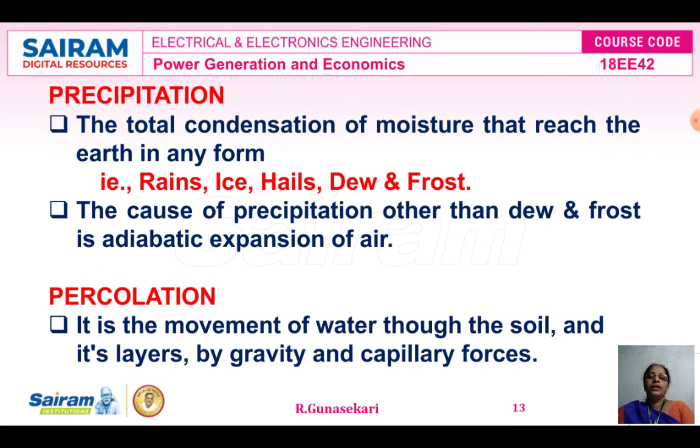Okay, then what is the definition of precipitation and percolation? Precipitation is nothing but, after the condensation process, the total condensation of the moisture that reaches the earth in any form. It may be rain or ice or hail or dew or frost, whatever may be. The cause of the precipitation other than dew and frost is adiabatic expansion of the air only. Then percolation. It is nothing but the movement of the water through the soil and its layers by gravity and capillary forces. This is the percolation.